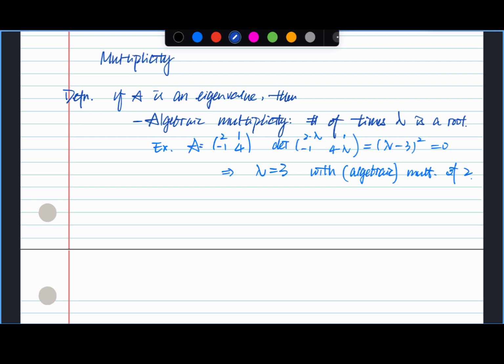The other multiplicity is the geometric multiplicity. We say the geometric multiplicity is the dimension of the eigenspace for lambda.